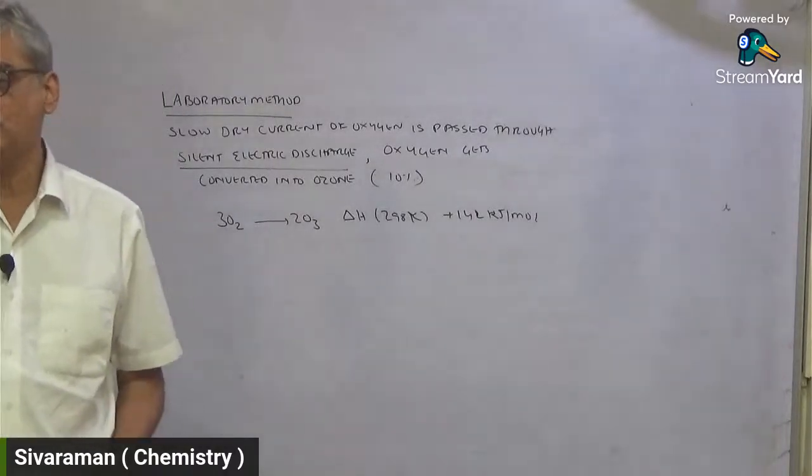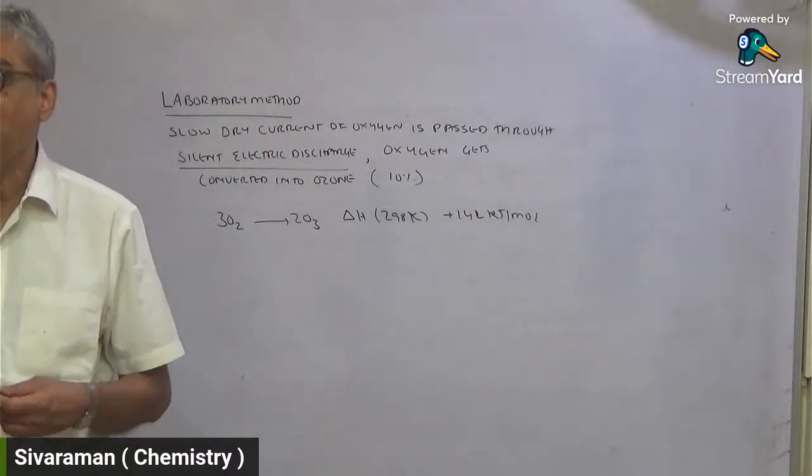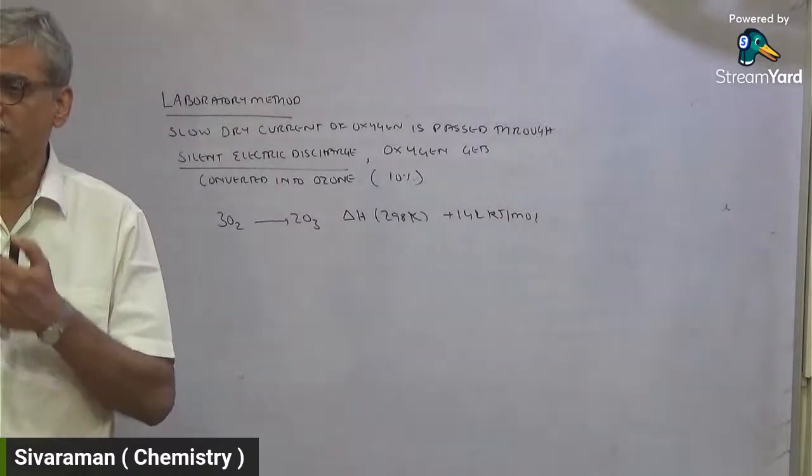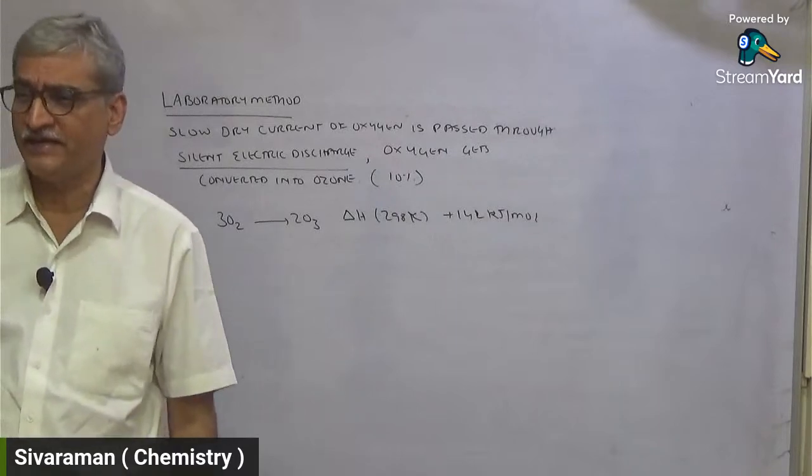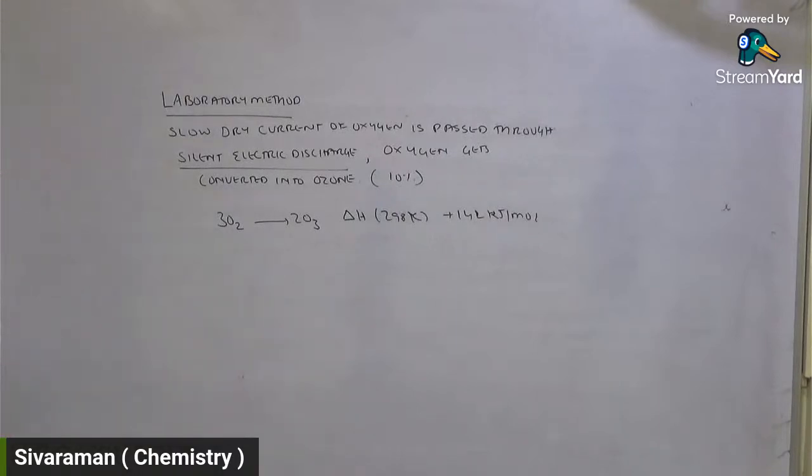Why is ozone unstable? It decomposes immediately to form oxygen. Answer to that we are going to give by the free energy change concept. Why is the forward reaction spontaneous? Finish ozone.